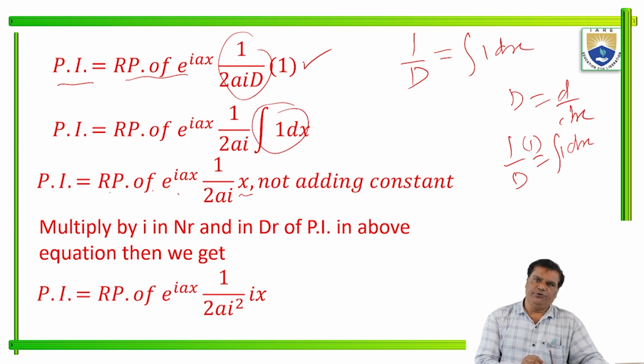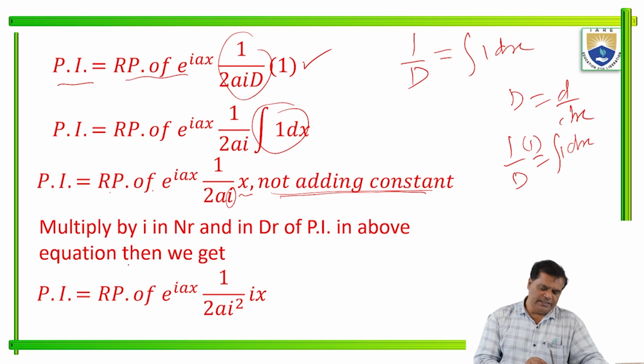RP, real part of e to the power iax into 1 upon 2ai into x, not adding a constant. I am writing this clearly: in the particular integral, if you are integrating, you do not add any constant. Now the denominator is i, so we remove i from the denominator by multiplying by its conjugate. I multiply both numerator and denominator by i.